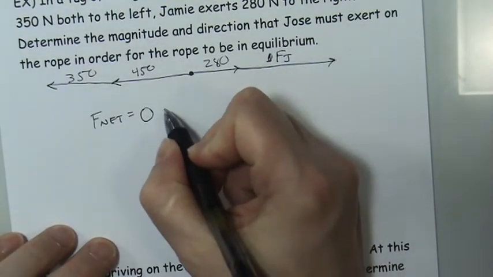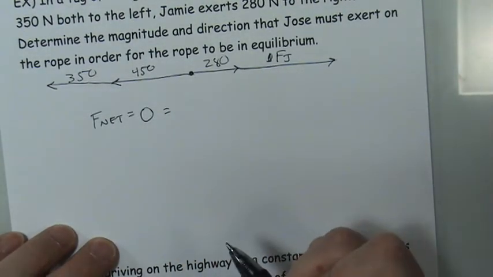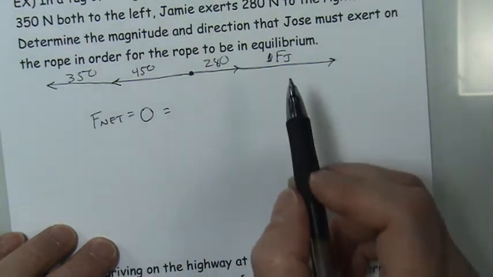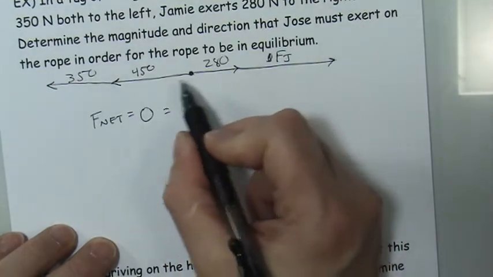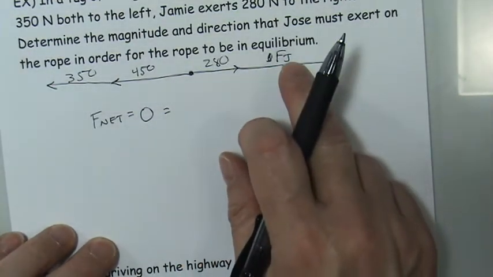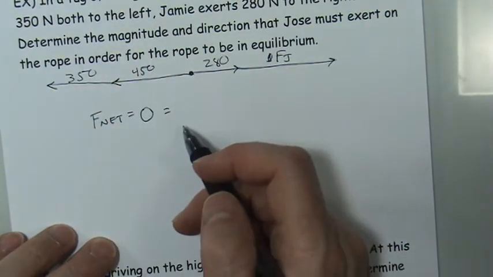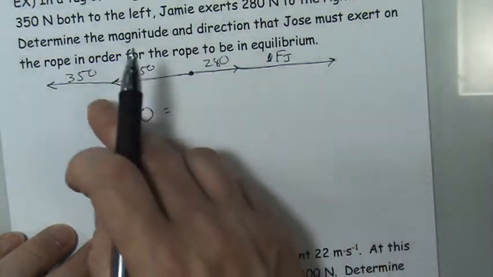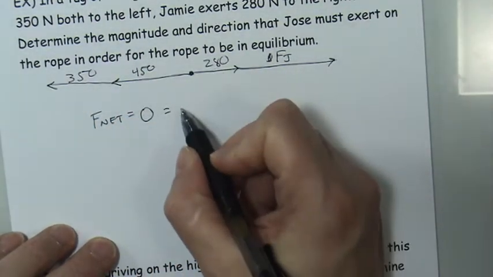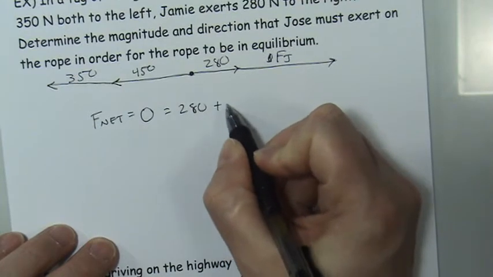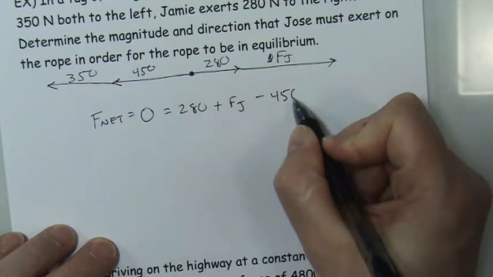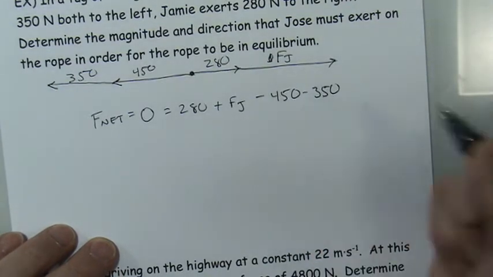So I already know that the net force acting on this rope is 0, because of what it told me in the problem, that it was moving with constant velocity, or that it was in equilibrium. So now I'm going to start listing the forces. I personally prefer to list the positive forces first, then the negative ones. I don't like to lead off with the negative sign, but it doesn't really make a difference. I mean, if you want to put the negative 350 minus 450 first, it's still going to work out the same. But for me, I'm going to say 280 plus the force from Jose minus 450 minus 350.